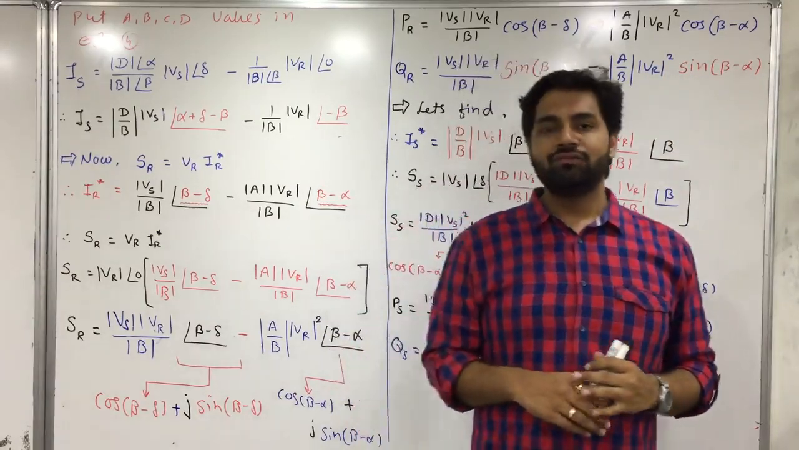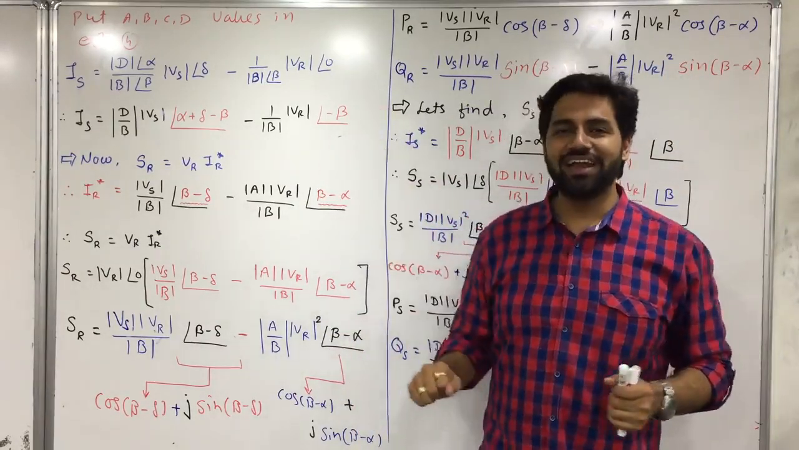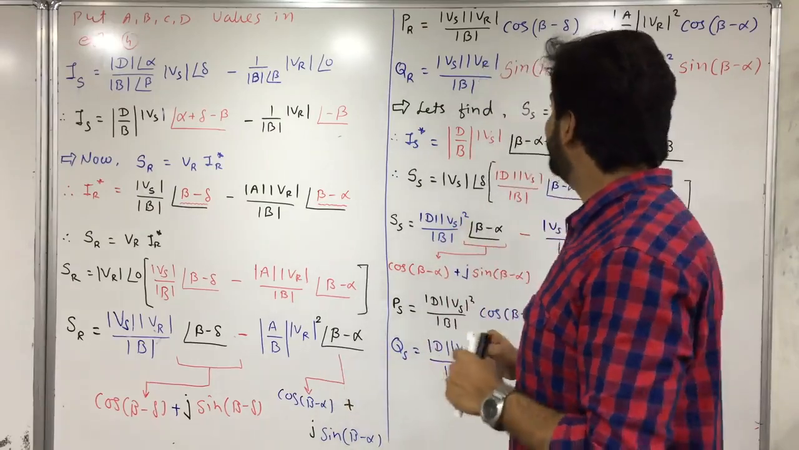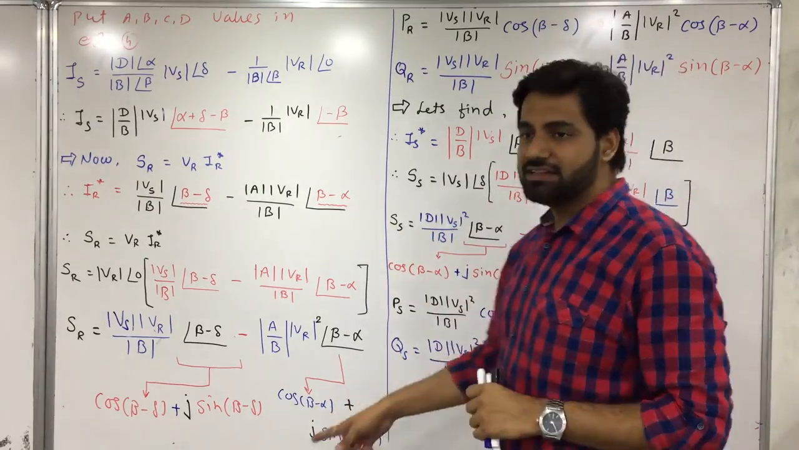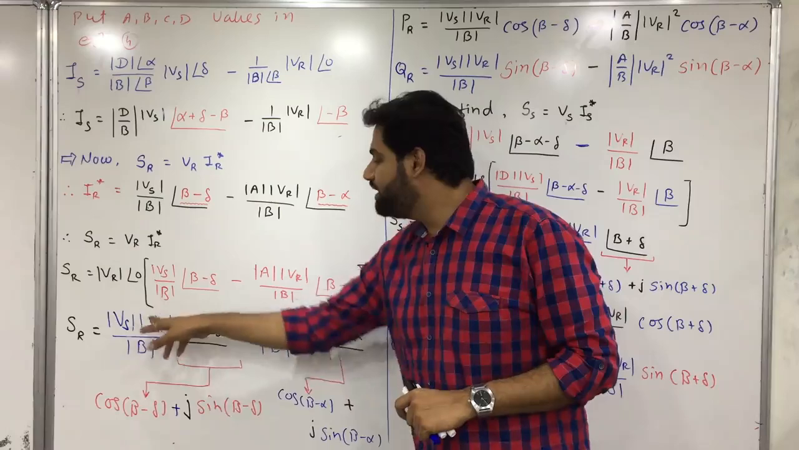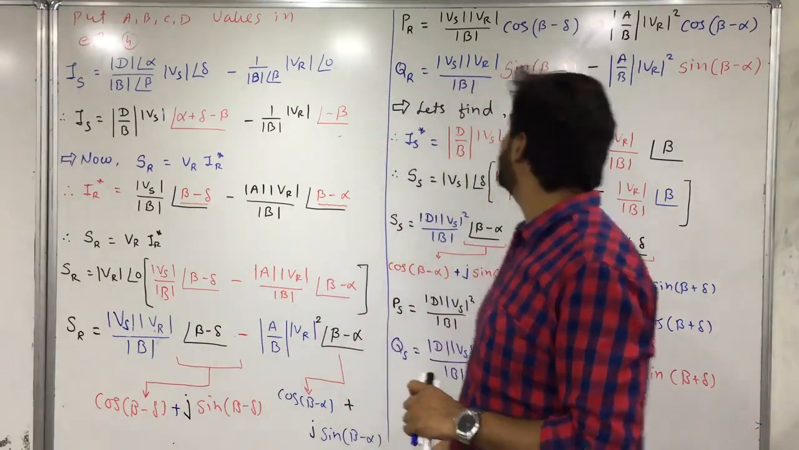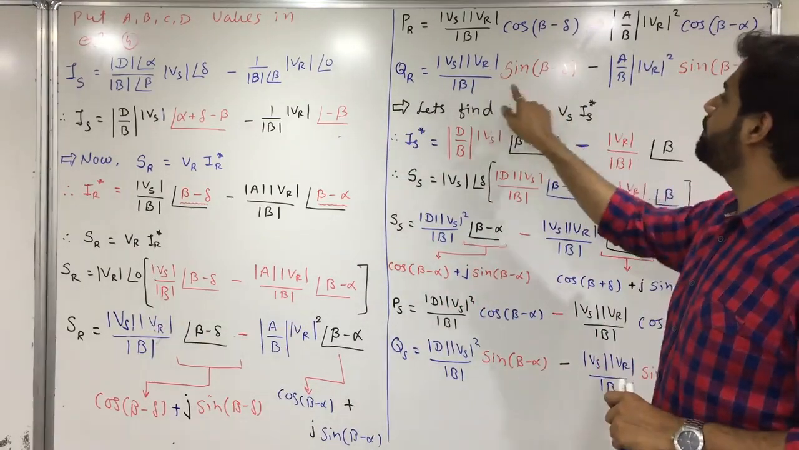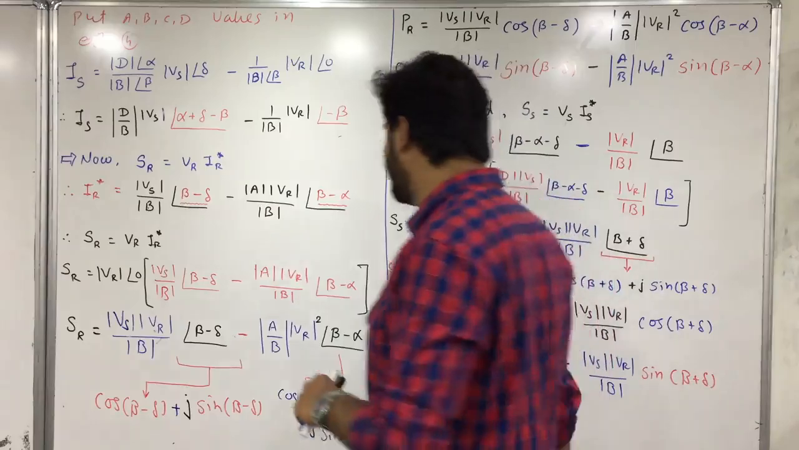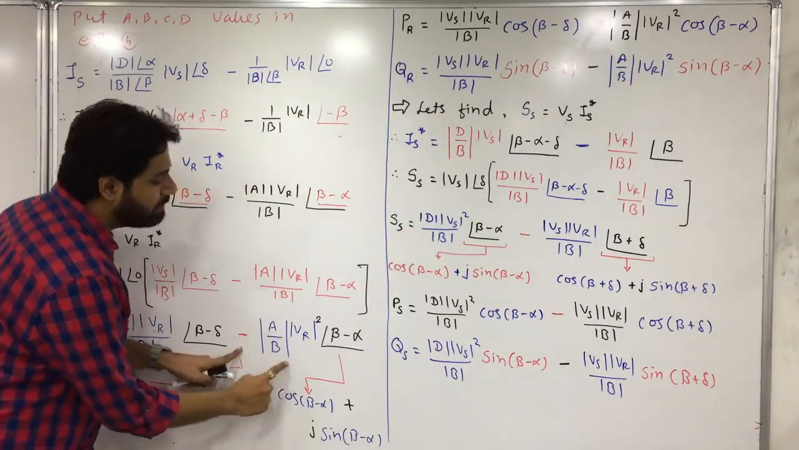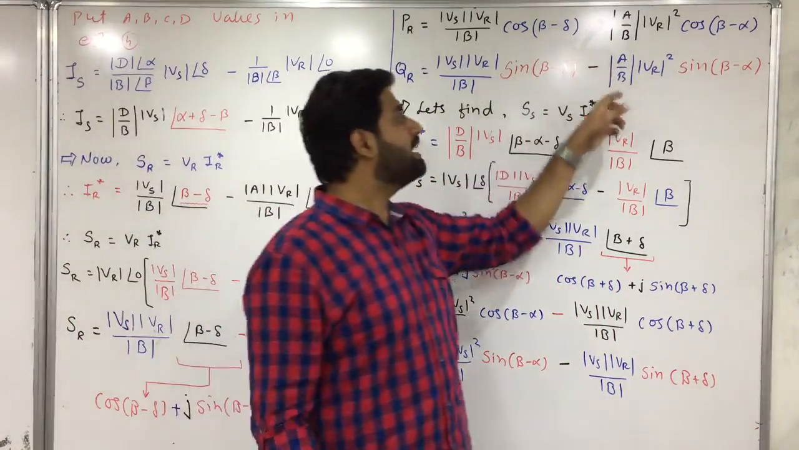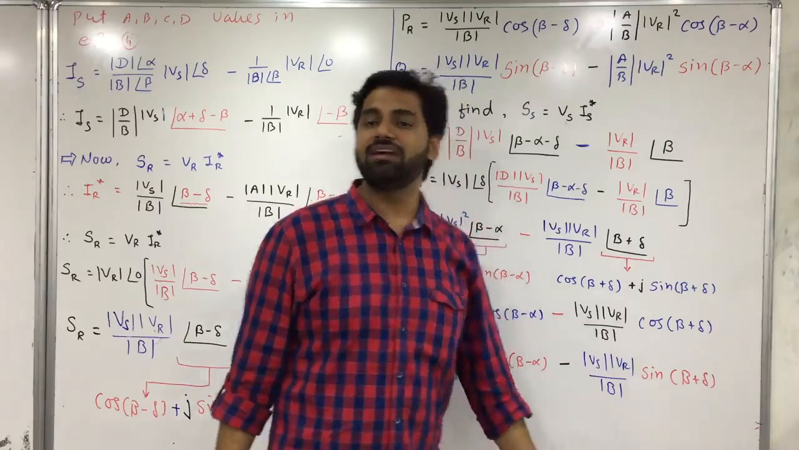For finding the reactive power, we will be taking the sine component over here. So VS VR upon B sine of beta minus delta, minus A by B into VR square sine of beta minus alpha.